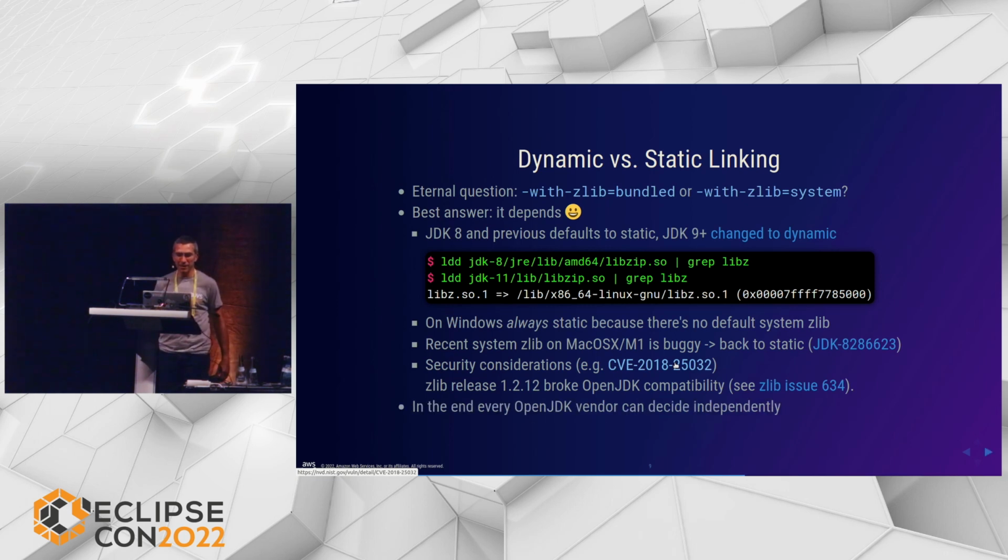But as I say, in the end, every OpenJDK vendor decides for himself. For example, vendors like Red Hat or Amazon, which has Amazon Linux, or Red Hat Fedora also, which maintain both the operating system and the JDK, of course use dynamic linking. But vendors who have to support many different operating systems tend to use static linking because then they are in control of what they use.